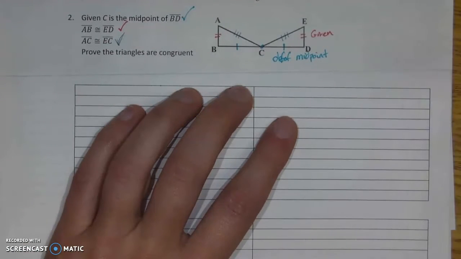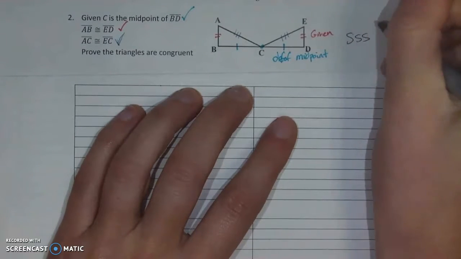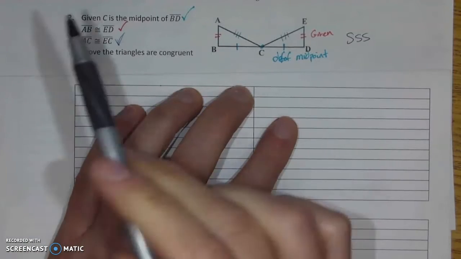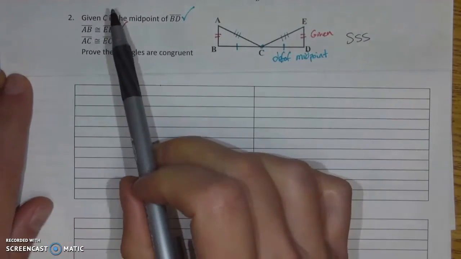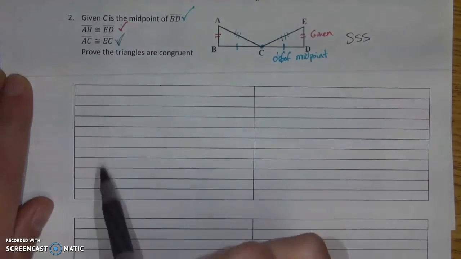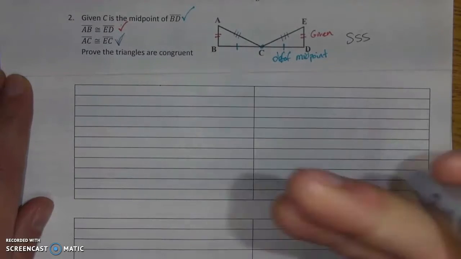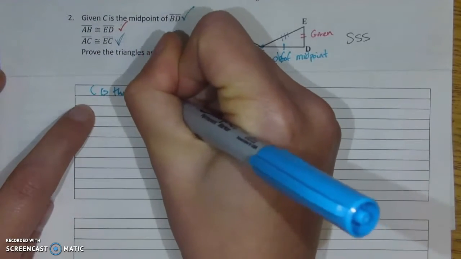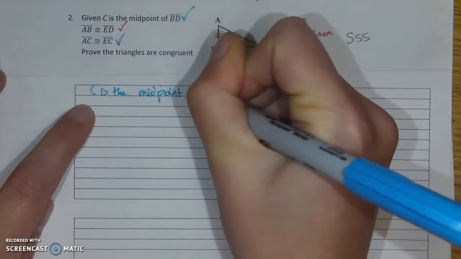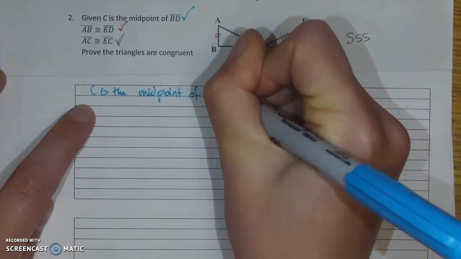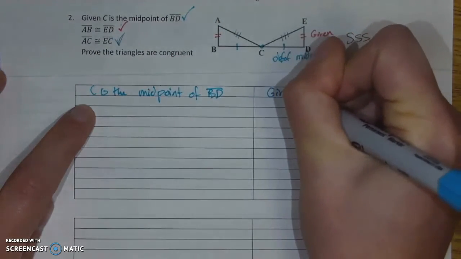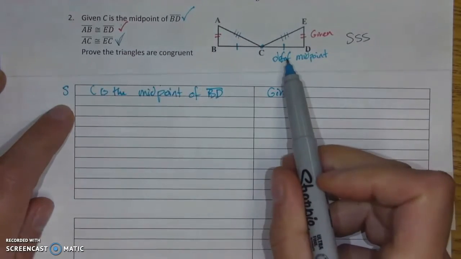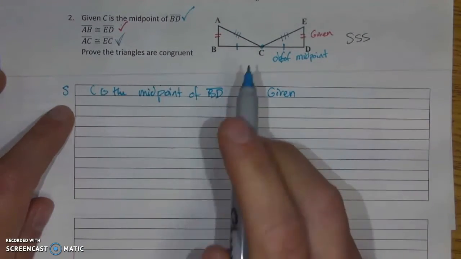So that means, according to the SSS triangle congruence theorem, I know these triangles are congruent, and I can go through my proof. So I'm going to do so, making sure that everything in my givens up here ends up on my table. So I'll start with C is the midpoint of BD, and that is given. And I'm going to use that given to prove my first sides are congruent.